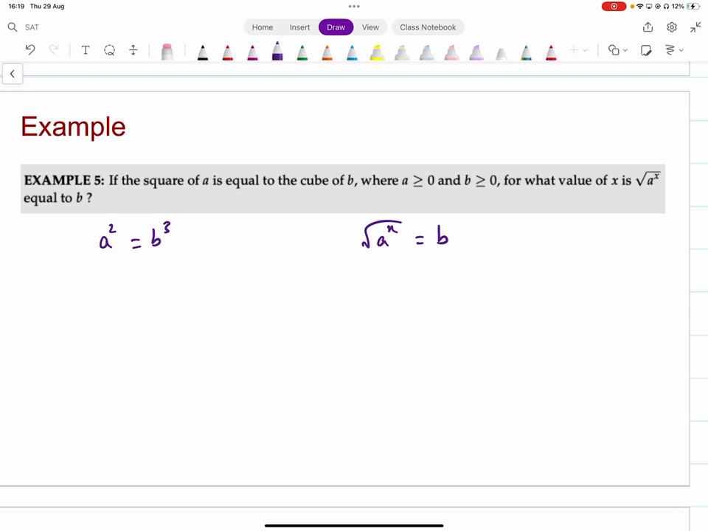Sorry. a square is equal to b cube. And then we have to find the value of x. What can we do? That's a good start. What do you do after this?